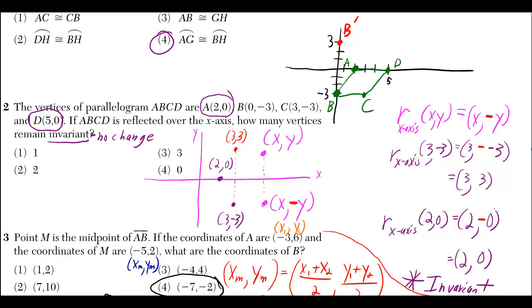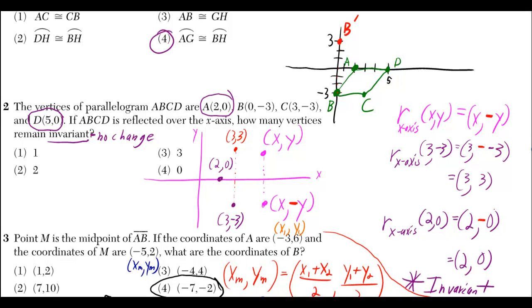The vertices of parallelogram ABCD are given. If ABCD is reflected over the x-axis, how many vertices remain invariant? What does invariant mean?